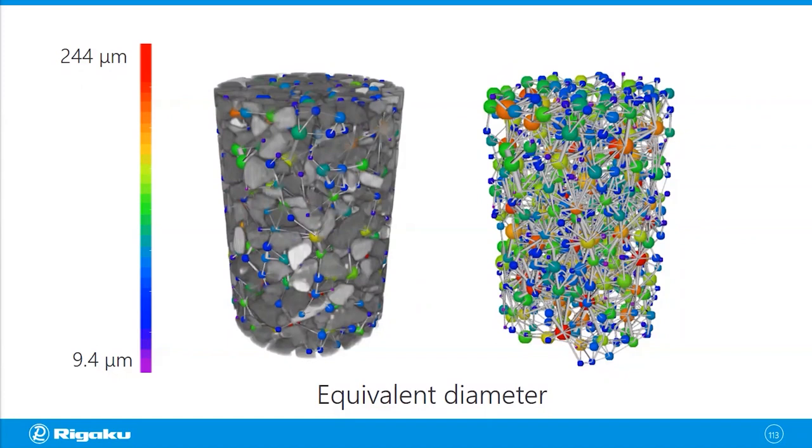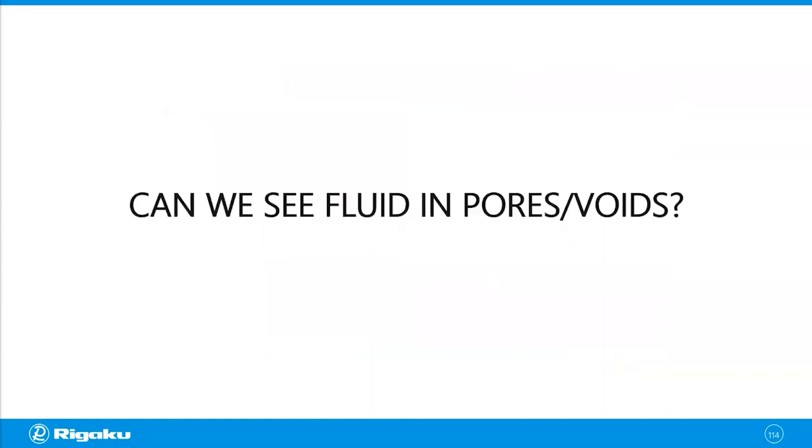Now, people do pore network analysis often because they're planning to put some sort of liquid or fluid into the voids or pore space. Now, can we see that fluid in pores or voids? And yes, this is another thing you can do with X-ray CT. I'm going to show you two examples.